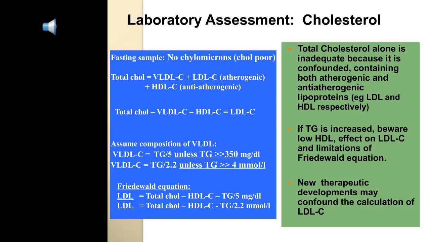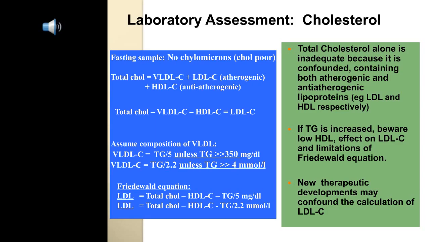cholesterol is made up of the combination of the cholesterol in very low-density lipoproteins, plus that in low-density lipoproteins, plus that in high-density lipoproteins, the first two being atherogenic and the latter being anti-atherogenic. We can then rearrange that equation so as to say that the LDL cholesterol on the right-hand side is going to be equal to the total cholesterol minus the VLDL cholesterol minus the HDL cholesterol.